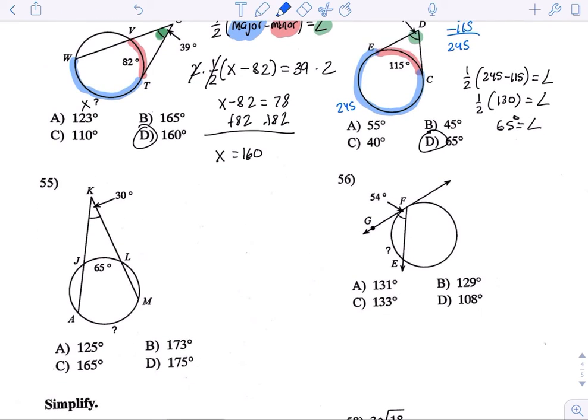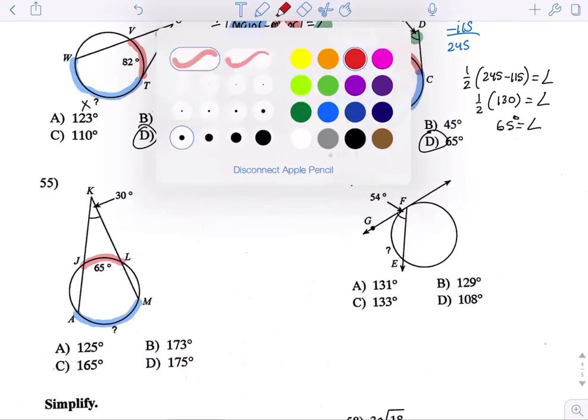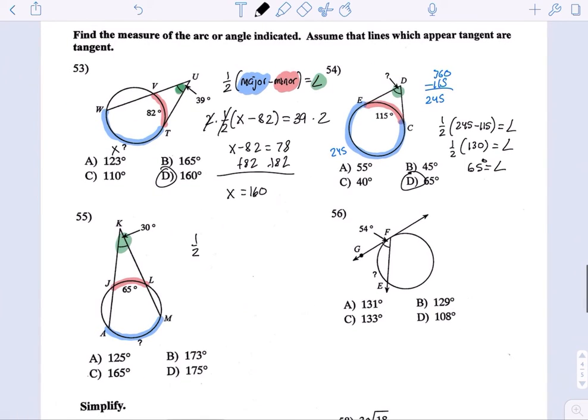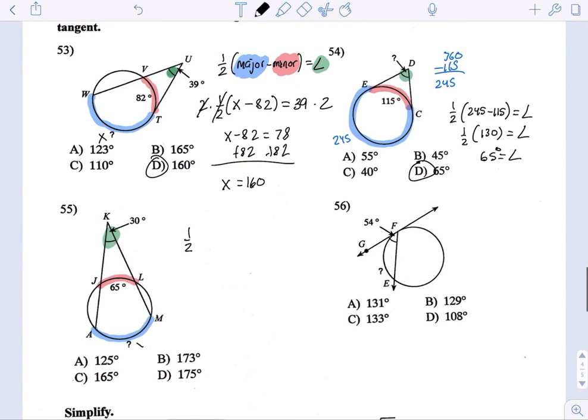Okay, 55, here's the major arc for these types of problems, right? Here's your guys' minor arc, and here's your guys' angle measurement. Okay, so 1/2, using the formula, right? Major arc, which we don't know, so we'll just denote that as x, minus the minor arc, which is 65, is equal to the angle measurement.